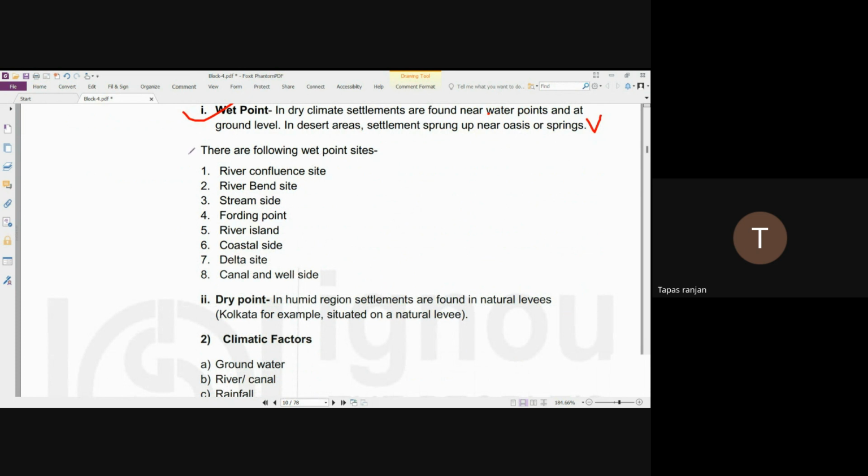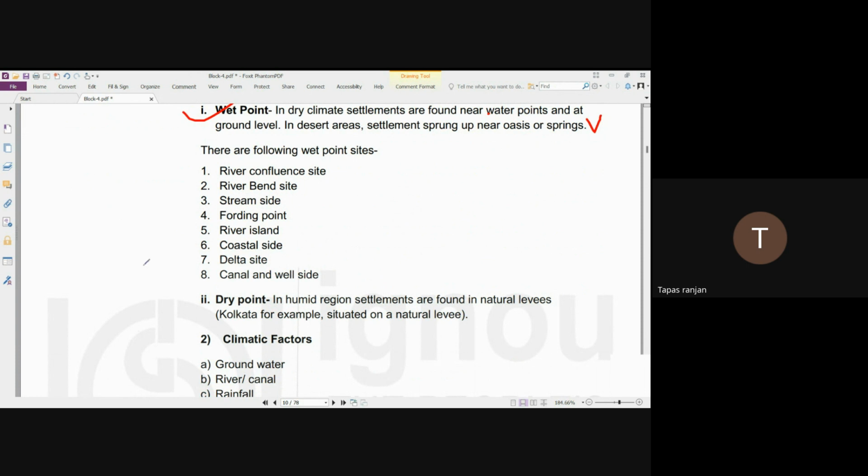Now if we take the example of the Thar desert, the Indira Gandhi Canal or Nahar is there, and a lot of settlements have been built near the periphery of that canal. So that is the example of a wet point. Because the Rajasthan area is characterized by dry climate, the settlers are being supported by this wet point.